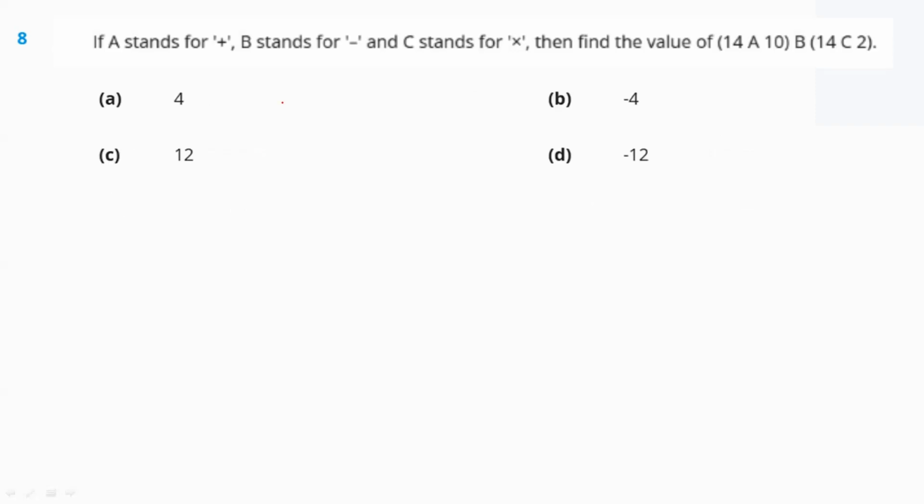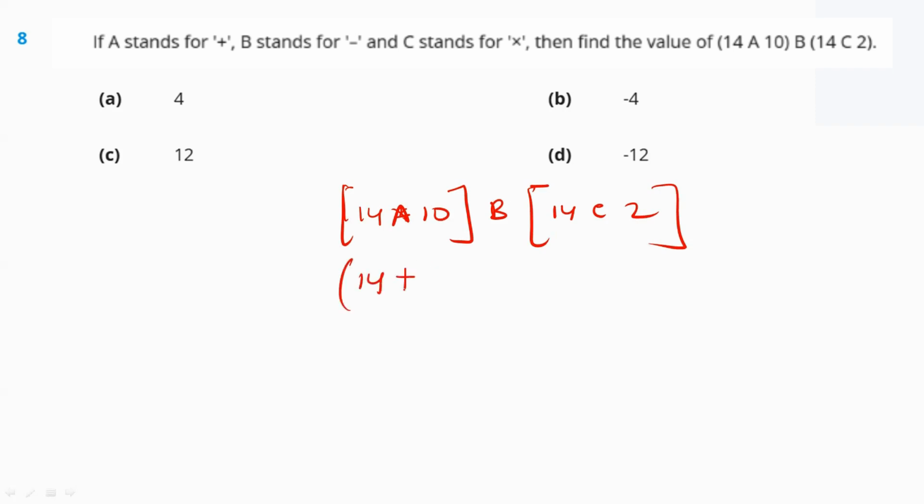Next, if A stands for plus, B for minus, C stands for multiplication, find the value of 14 A 10 B 14 C 2. You just have to replace the letters with the operations. So A stands for plus, so we'll add 10. Then we replace B with minus, and C stands for multiplication, so replace C with multiplication.